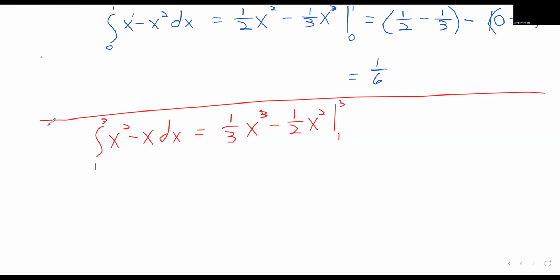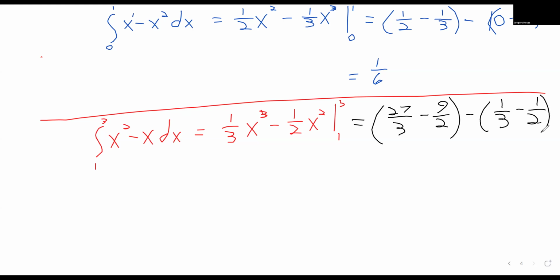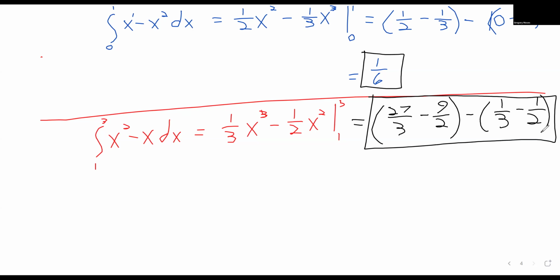And now going back to what I said earlier, the really tedious part of this problem is, let's see, we stick 3 in there. We get 27/3 minus 9/2. 3 squared is 9 over 2, minus 1/3 minus 1/2. And then whatever this is, we take it and we add 1/6, and there's the answer. And honestly, this might be easiest to just quickly go to our calculator.